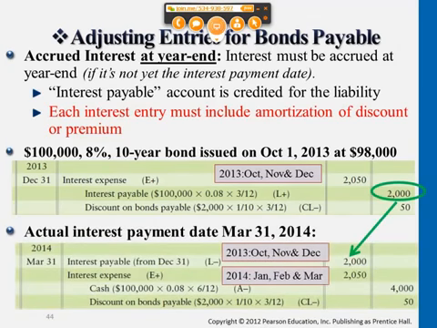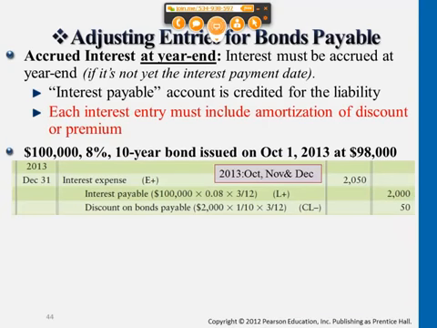Okay, so assuming that the first entry here, assuming we issued a bond October 1st, and what happens in this first entry is when it reaches December 31st, we want to recognize interest expense for just 3 months. Because we issued it October, so we have a whole October, November, December. But remember, we only pay interest to bondholders every half a year.